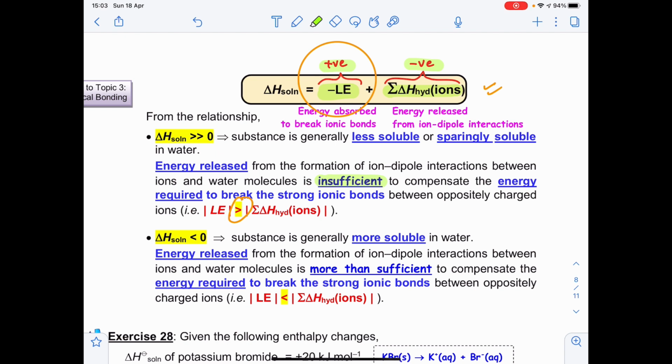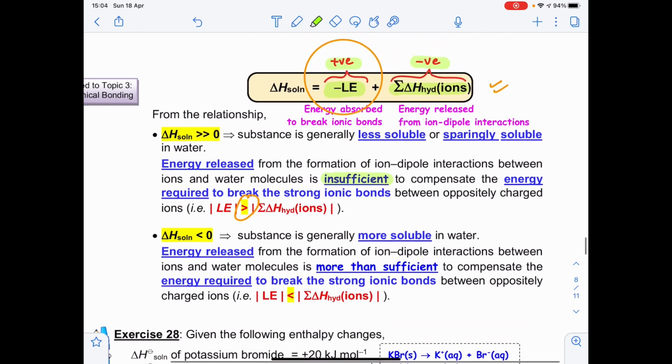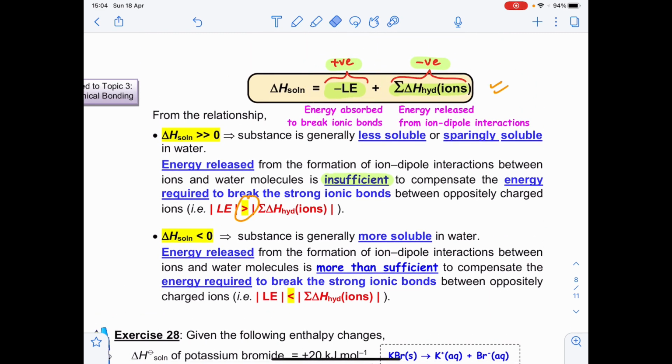So this substance will be generally less soluble in water, or sparingly soluble in water. If the enthalpy change of solution is negative, which means the negative term is bigger than the positive term, the magnitude of enthalpy change of hydration is greater than the magnitude of lattice energy. This means that the energy released from the ion-dipole interaction is more than sufficient to compensate the energy required to break the ionic bond. So this substance is generally more soluble in water.